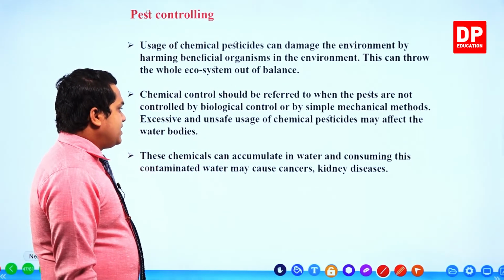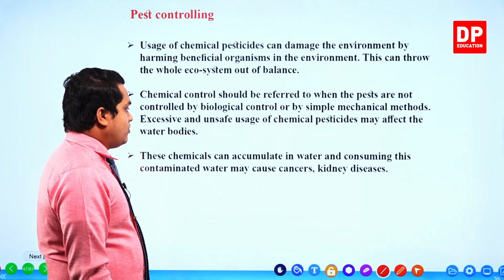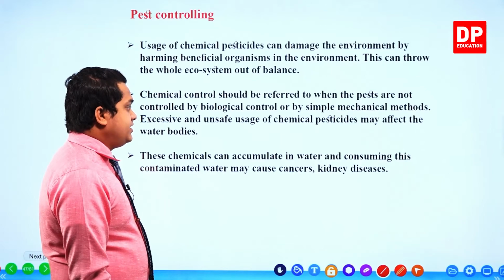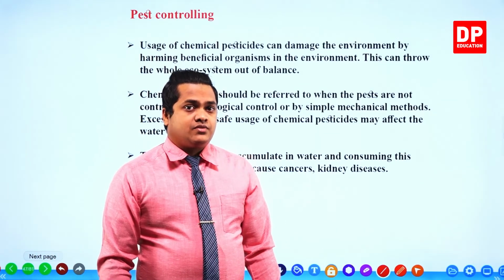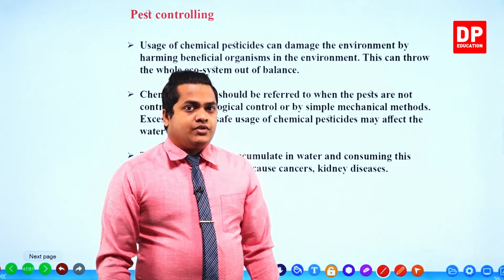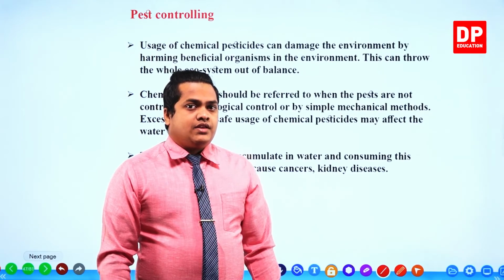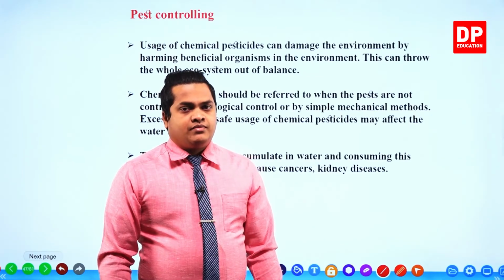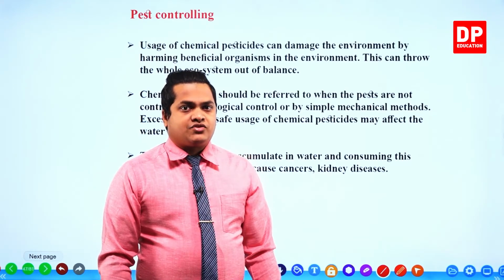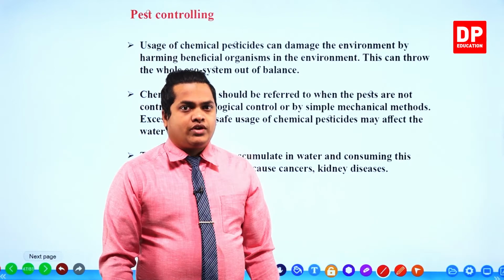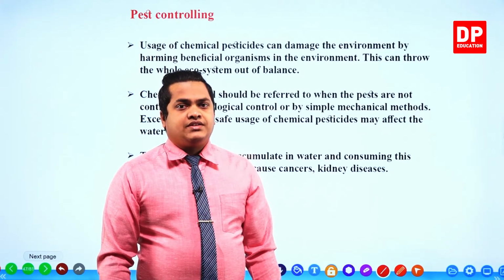Then these chemicals can accumulate in water, and consuming this contaminated water may cause cancers and kidney diseases. We discussed this in the earlier chapters as well, right? I told you that most of the time these chemicals harm our water bodies, because with the rain they travel to water bodies like tanks and streams and get collected in the water. Then the whole aquatic environment is affected.